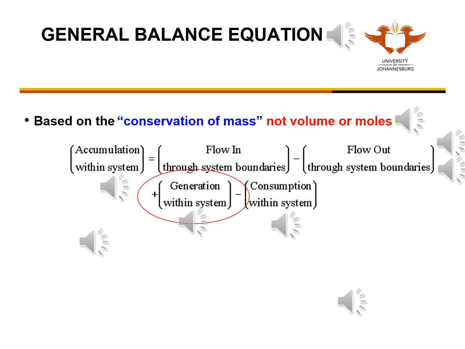If a compound is generated within your plant, this will tend to increase the accumulation of that compound, hence it is added to the expression. If a compound is consumed within your plant, this will tend to decrease the accumulation of that compound, hence it is subtracted from the expression.